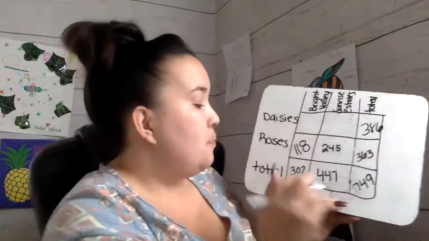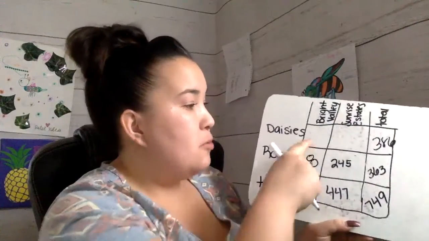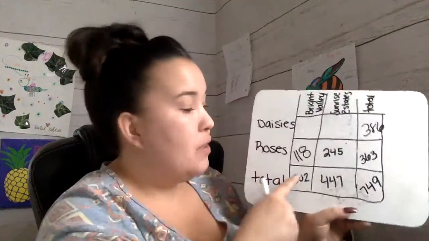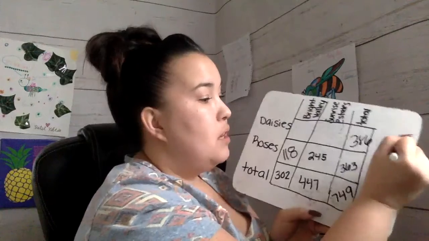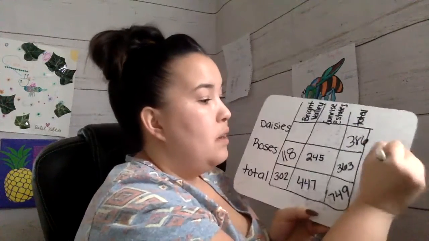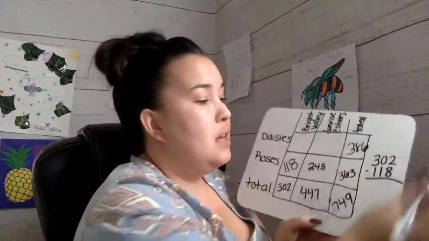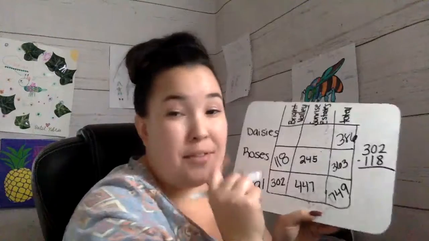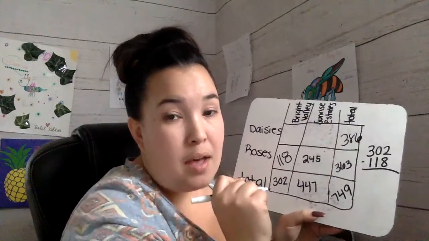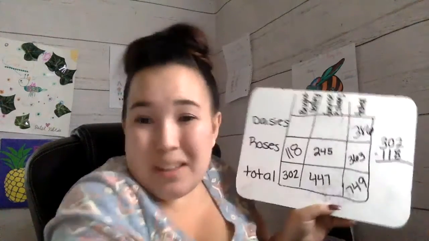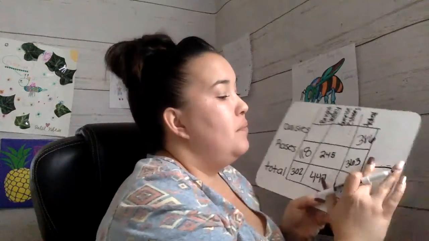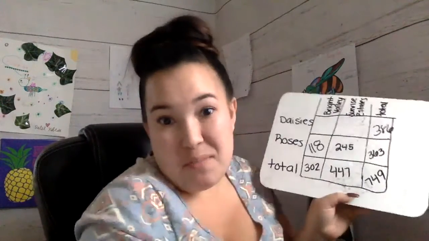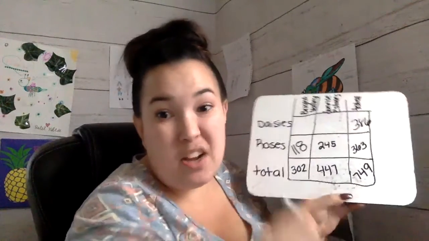Okay, so again, I have a big number, small number, right? These two numbers equal this number. So I'm going to subtract. So I do 302 minus 118. I have to borrow. This one's a little tricky. I have to double borrow. As a matter of fact, I don't like double borrowing, so I'm not going to do that one. I'm going to skip that one because double borrowing is confusing even for me. I'm going to go to the next one instead.